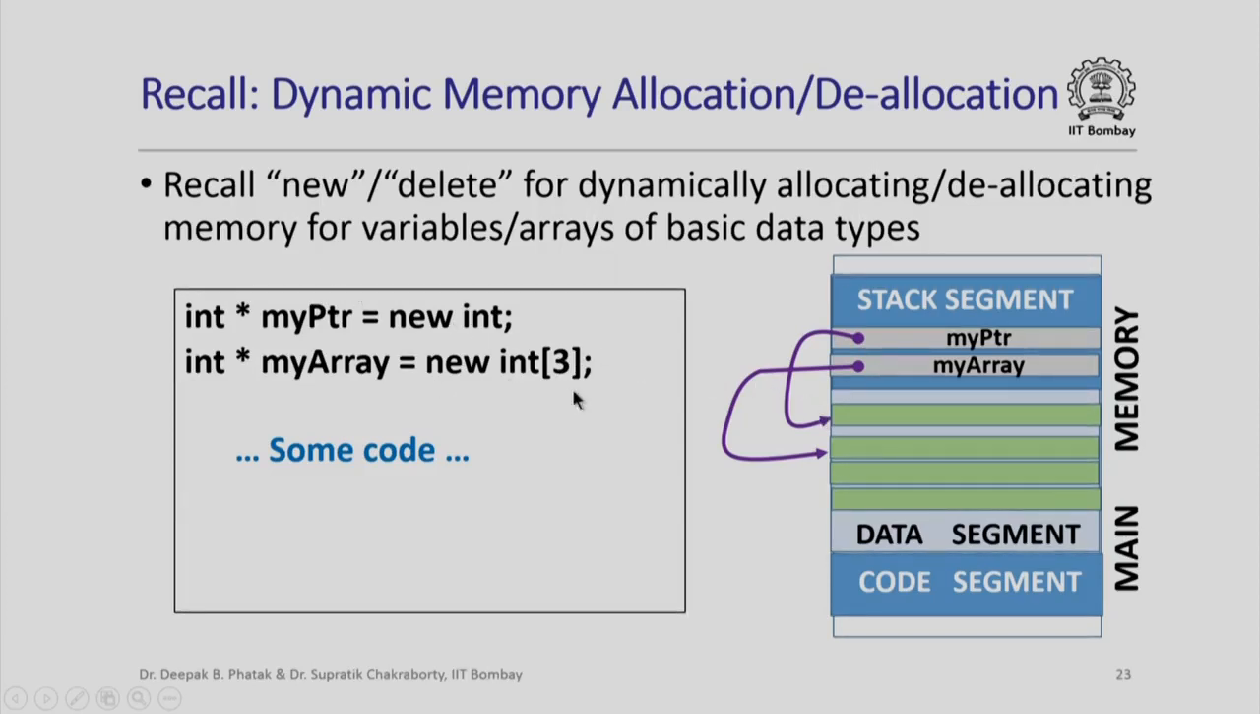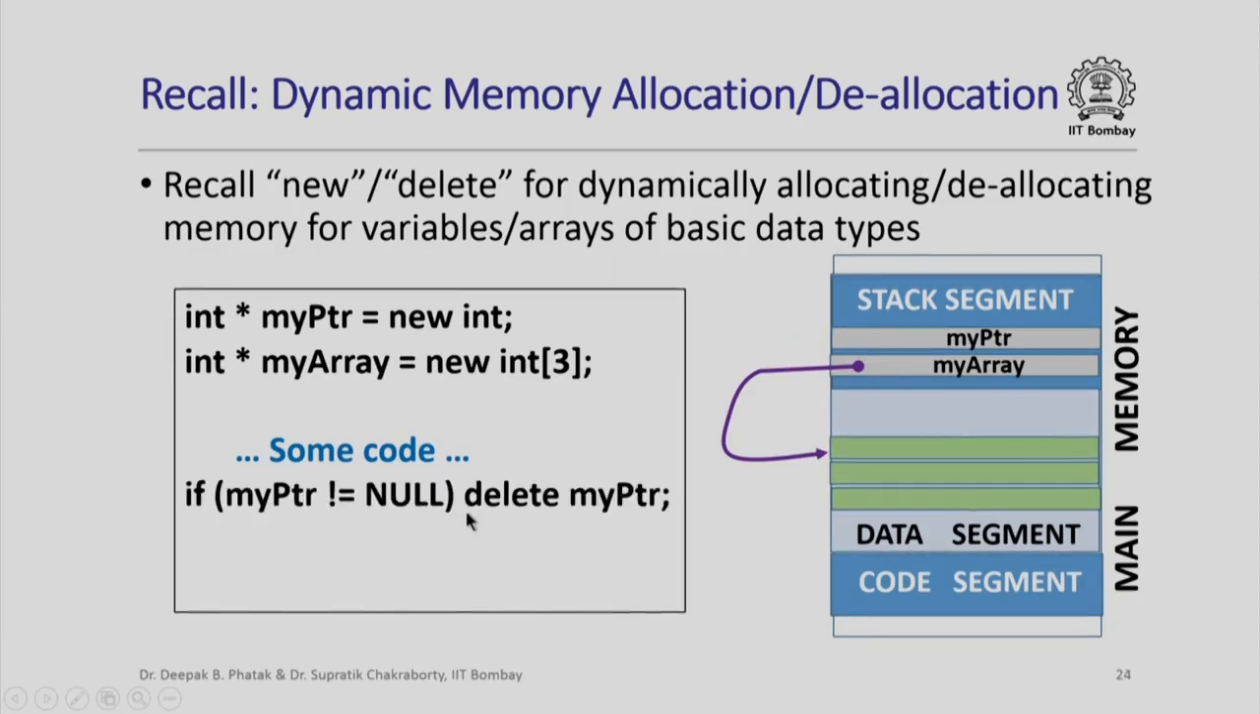The second assignment statement will allocate space for 3 integers in the data segment or heap, and it will return a pointer to the first location of the space allocated for these 3 integers, and that will get copied to myArray. myArray is of course a local variable of the function. It has its space allocated in the stack segment, and so now myArray will start pointing to the first of these 3 integers allocated in the data segment or heap.